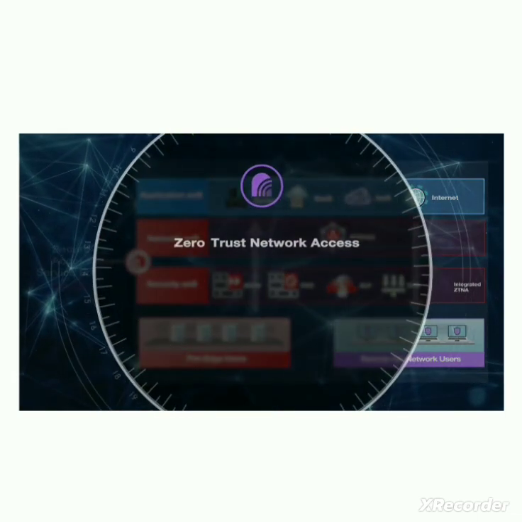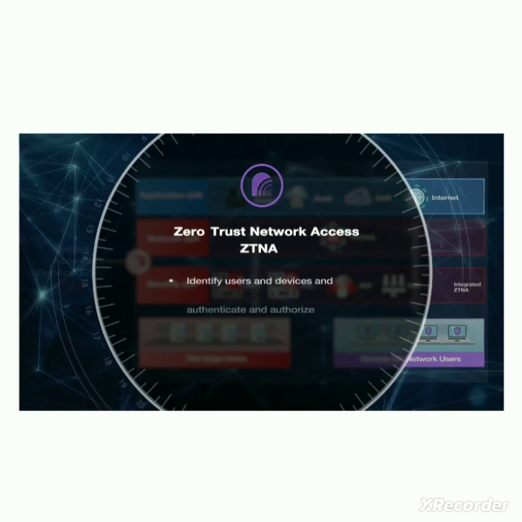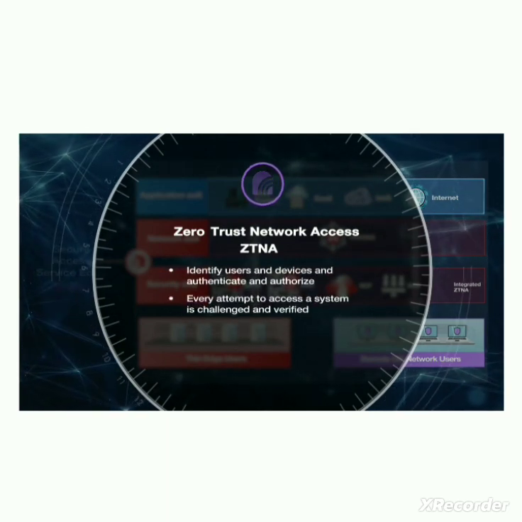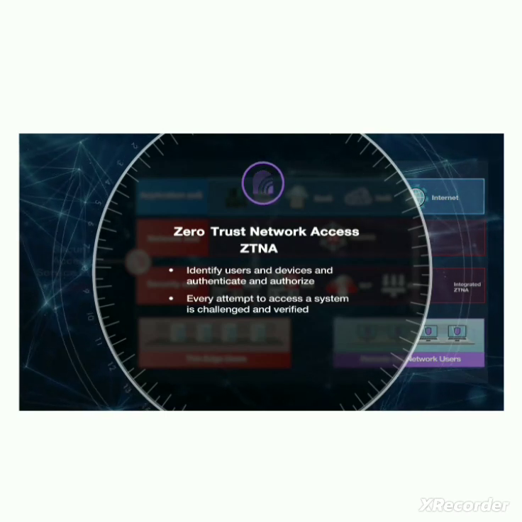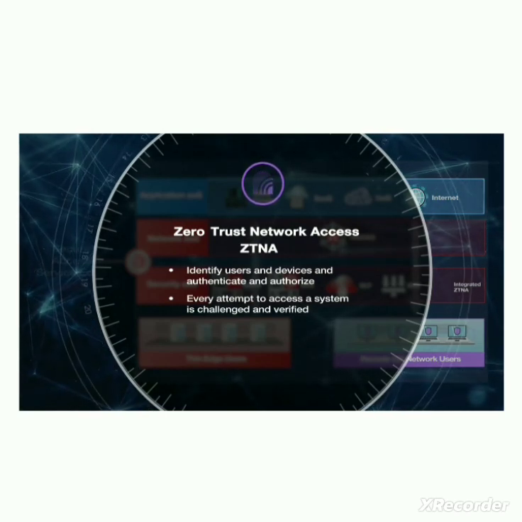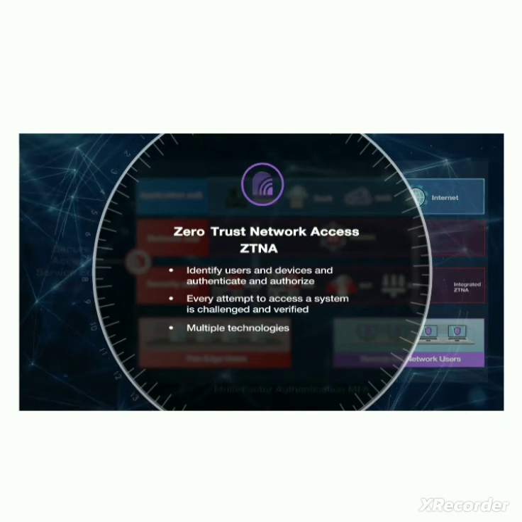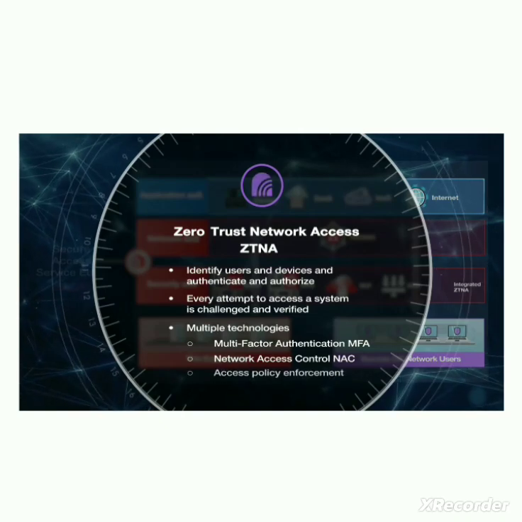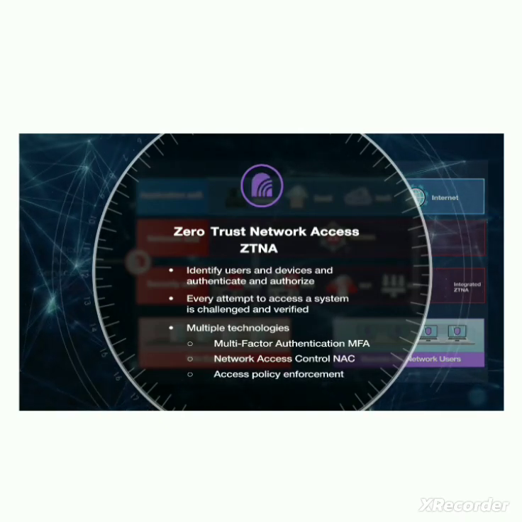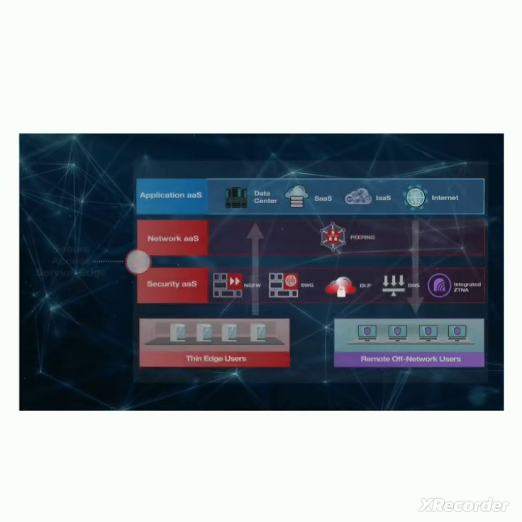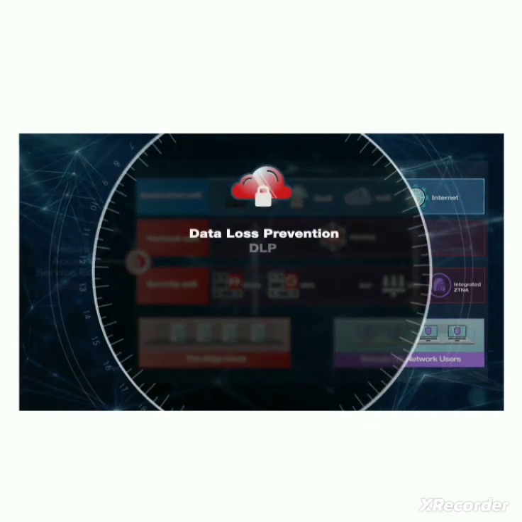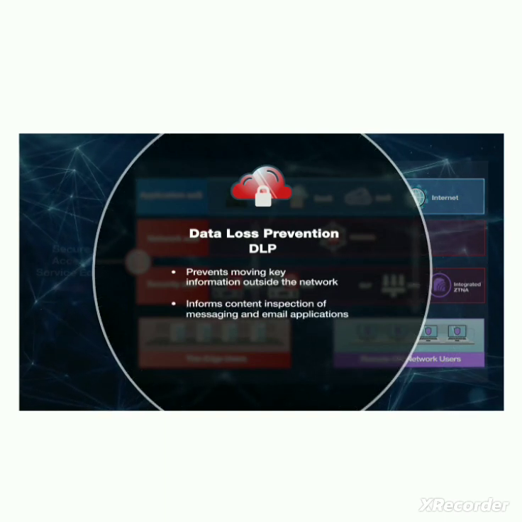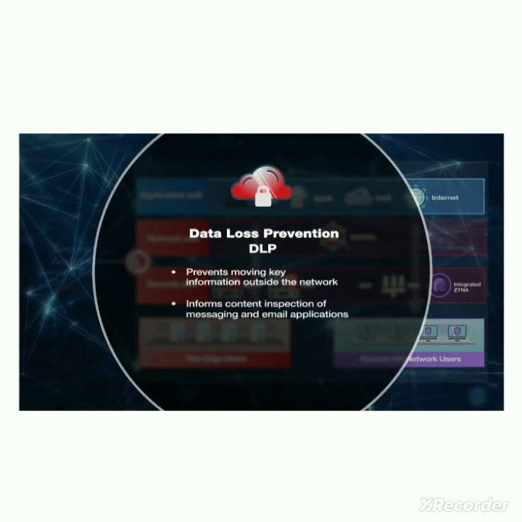Zero Trust Network Access, ZTNA, which ensures that no user or device is automatically trusted. Every attempt to access a system, from either inside or outside, is challenged and verified before granting access. It consists of multiple technologies, including multi-factor authentication, MFA, Secure Network Access Control, NAC, and Access Policy Enforcement. Data Loss Prevention, DLP, prevents end users from moving key information outside the network. These systems inform content inspection of messaging and email applications operating over the network.